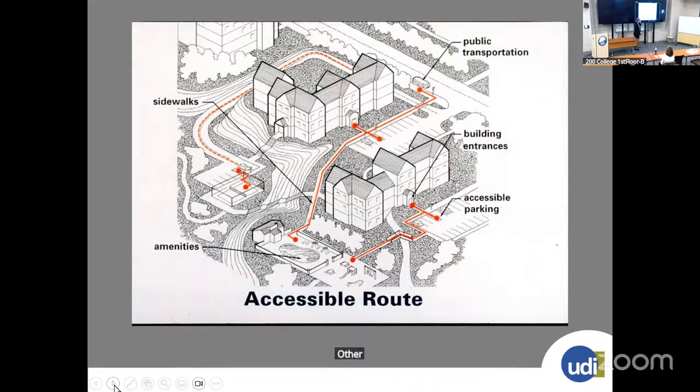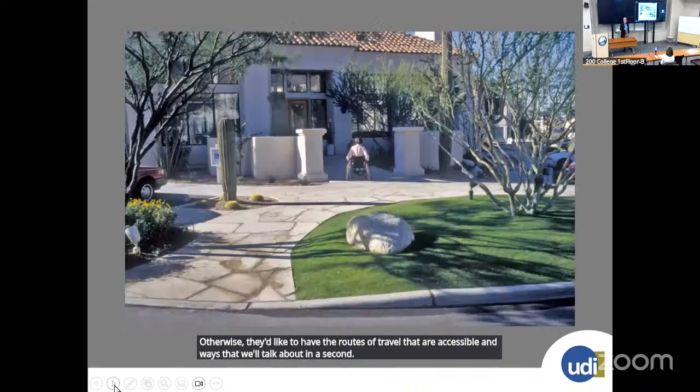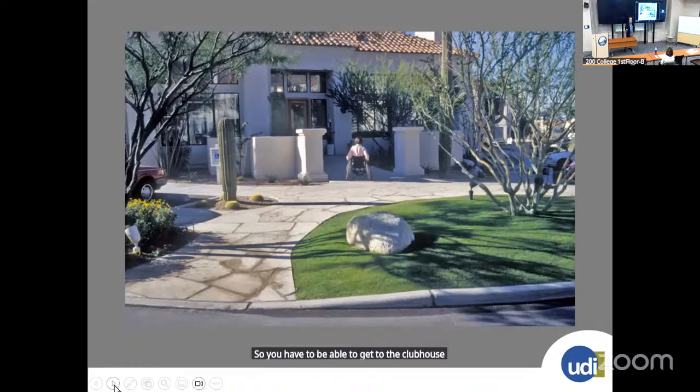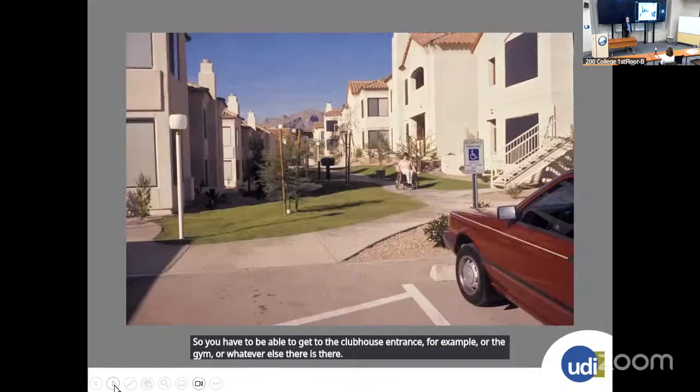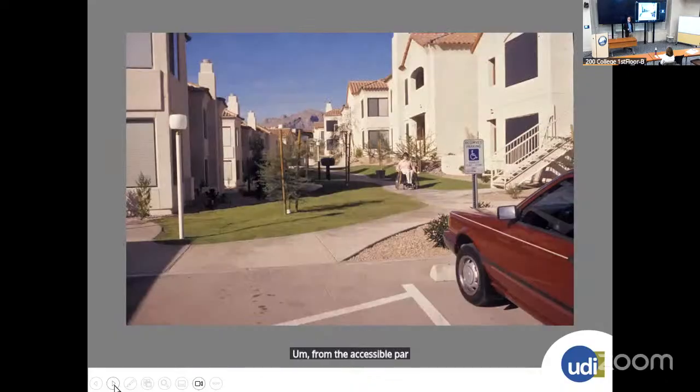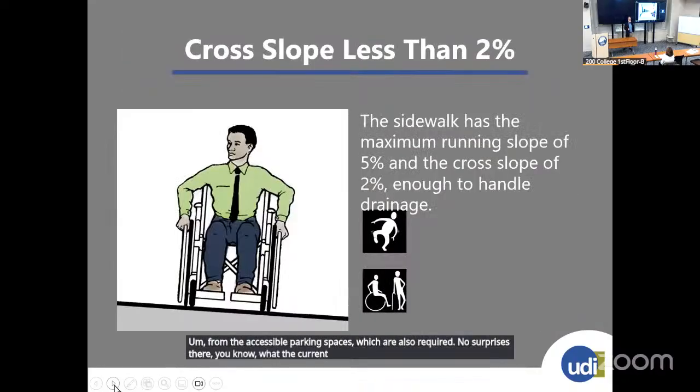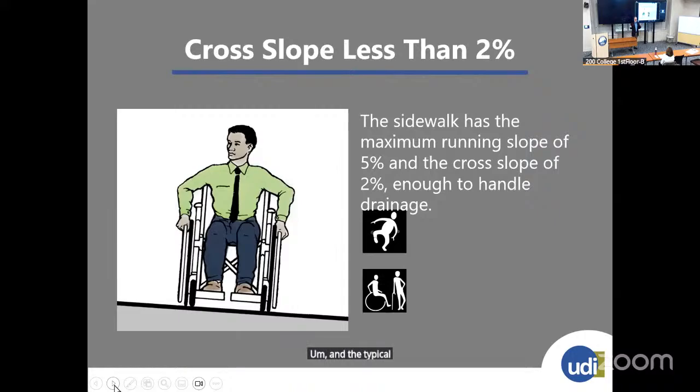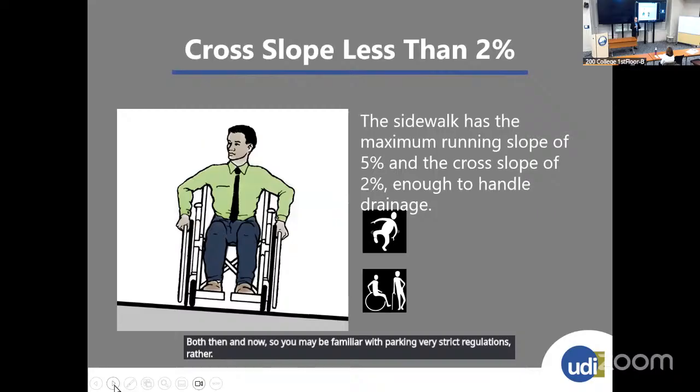Otherwise, they like to have the routes of travel that are accessible in ways that we'll talk about in a second. So you have to be able to get to the clubhouse entrance, for example, or the gym or whatever else there is there. From the accessible parking spaces, which are also required. No surprises there, you know what the current standards are for that. And the typical slope requirements are in place both then and now. So you may be familiar that parking, very strict regulations around 2% slope in any direction, period.